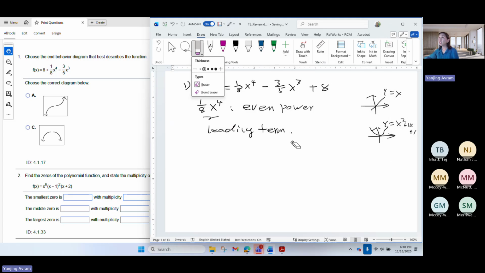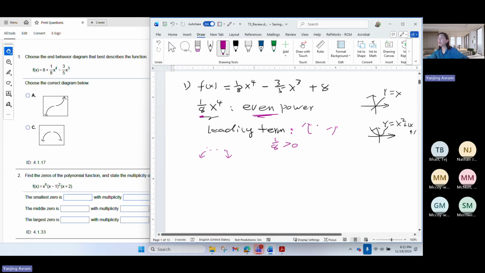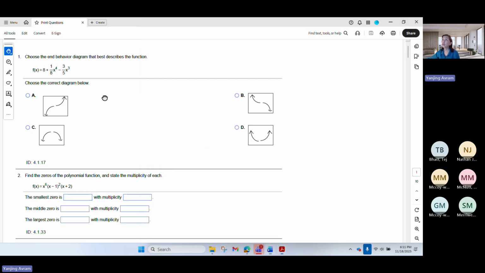When the leading term has an even power, it will look like a quadratic. Quadratic is an even power, so this will look like both ends facing up or both facing down. And this coefficient, 1/8, is greater than 0, positive. So positive will be both ends facing up. This graph will look something like that. We don't know how the middle looks, but that's how the ends look. So if we choose this one, of course, D is the correct answer.